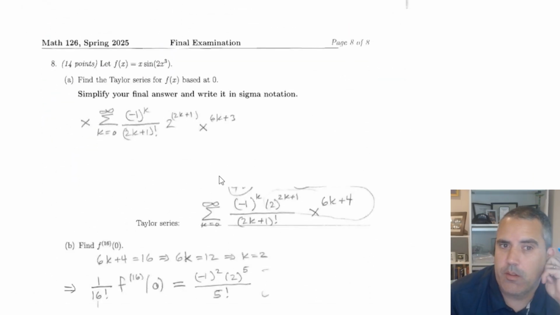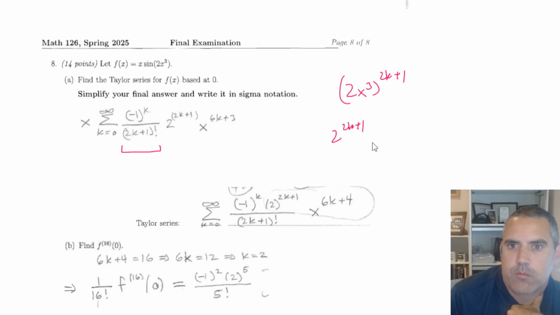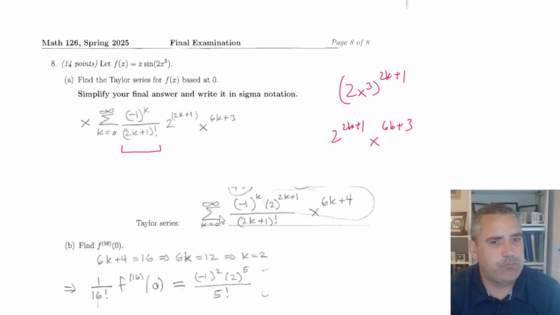Last one, a fairly quick one. You're using the series for sine. This is what the series for sine, what the coefficients are. And then you're plugging in a 2. So we're plugging in a 2x to the third to the 2k plus 1, which is 2 to the 2k plus 1, x to the 6k plus 3. But because of the x on the outside, you get this.